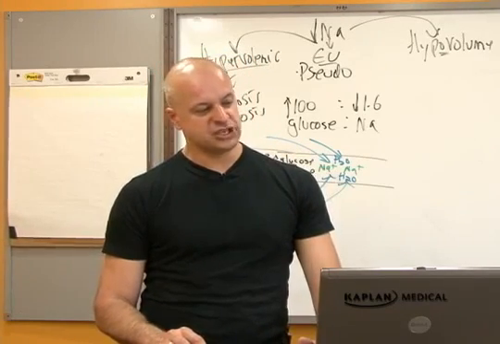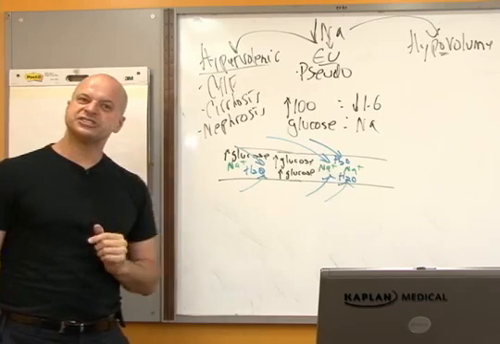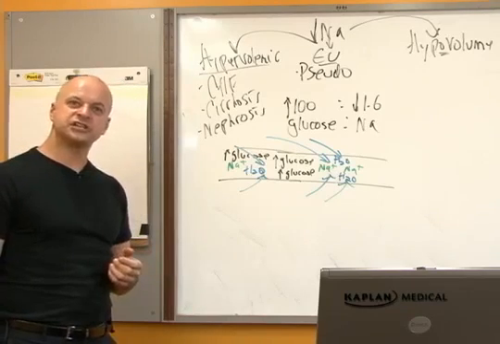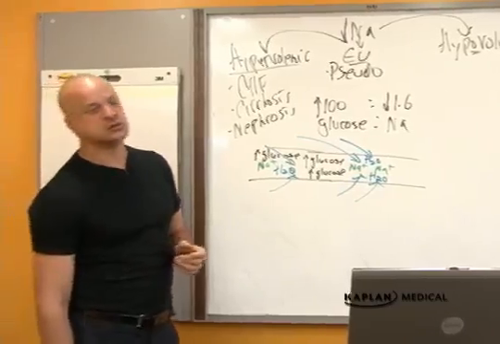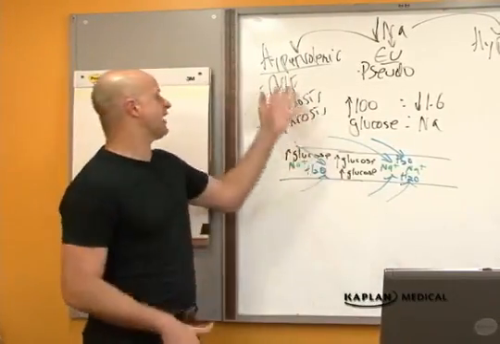Hypervolemic causes. Hypervolemic causes are cirrhosis, nephrosis, and CHF. Cirrhotic, nephrotic, and CHF. What would happen with these is that there's a perception of intravascular volume depletion, because there is intravascular volume depletion.